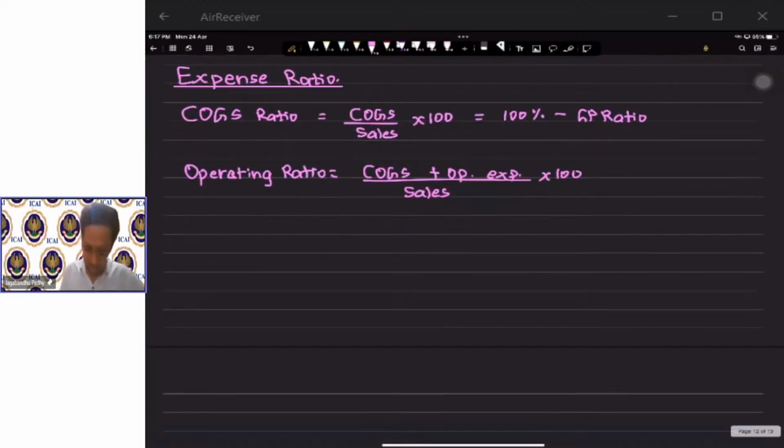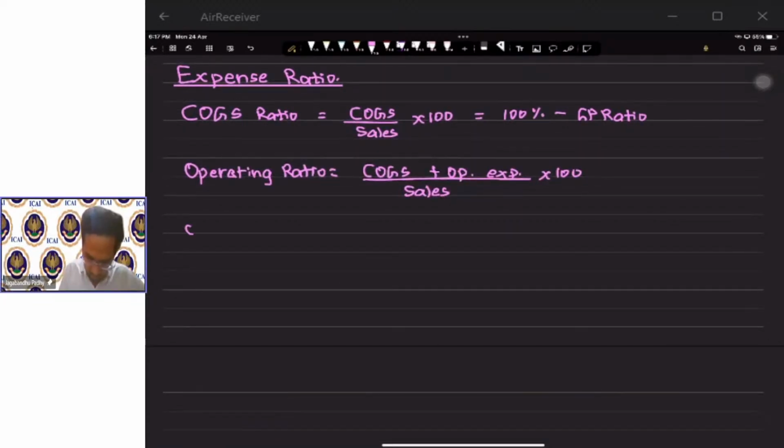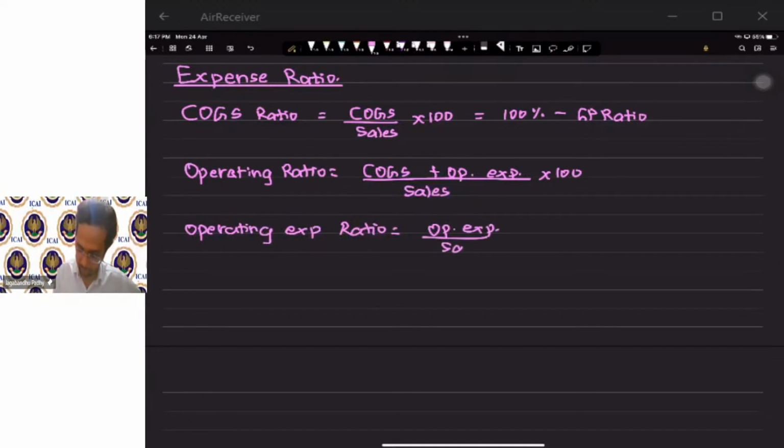Then we have the operating expense ratio, only operating expense ratio. So that's your operating expense upon sales into 100. Right? Operating expense ratio is operating expense upon sales into 100.